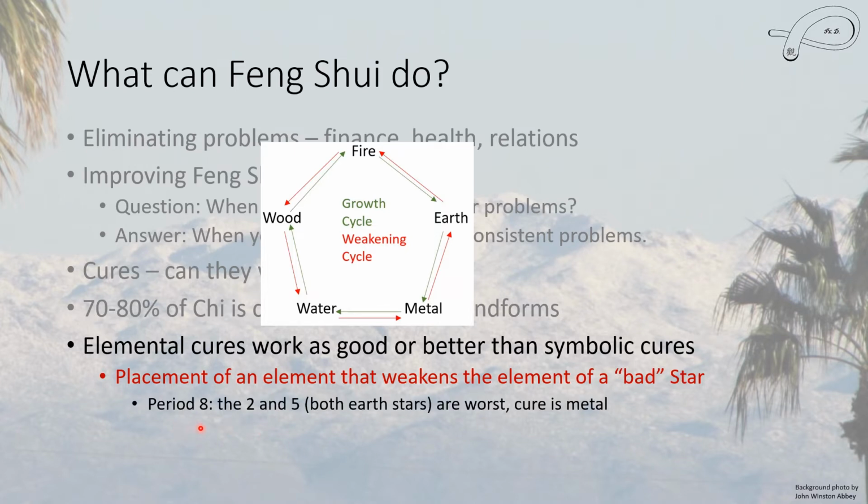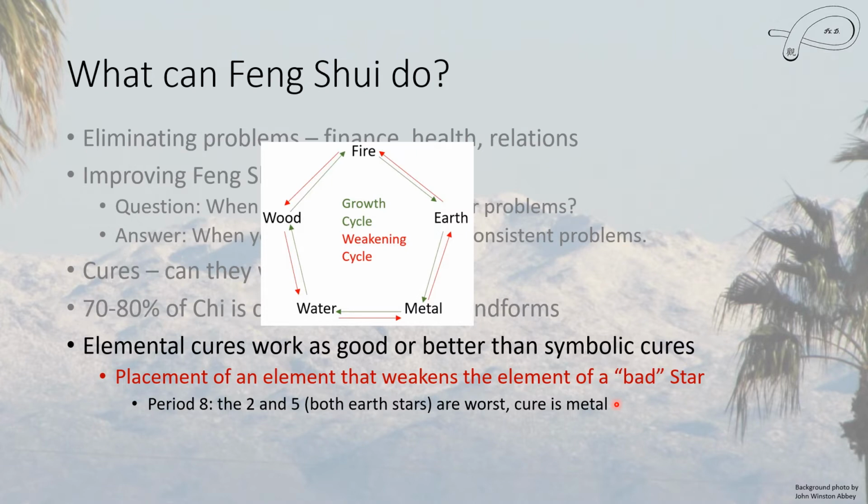At the time of this recording, we are still in period 8, and in period 8, the number 2 and the number 5, especially the 5, are by far the worst stars in the flying star chart. They both happen to be Earth element stars. So if we look at this controlling cycle, what points towards Earth? It is metal. So metal is the cure.